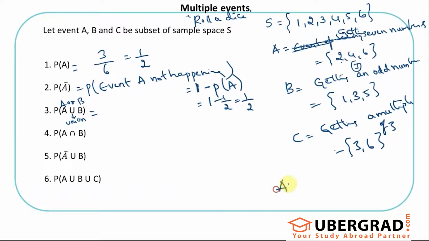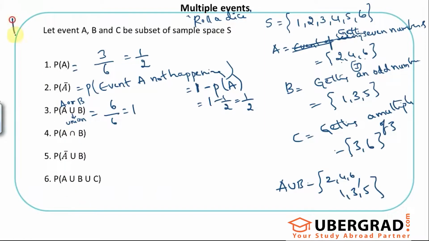So basically what is A union B? 2, 4, 6, 1, 3 and 5. All the 6 elements are coming into this now. So favorable is 6, by 6 is 1. So the probability of A union B in this case is 6 by 6, that's why it's 1. So either I get an even number or odd number, right, when I roll a die. So obviously that is what I get.